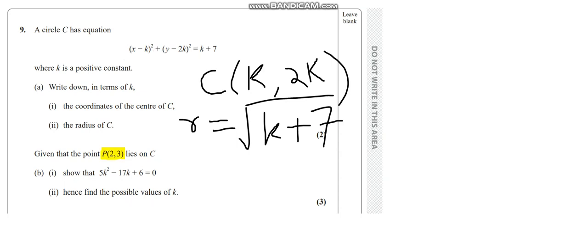To solve this question, you need to remember the terminology: when they say that given the point P, or whatever coordinates, lies on C, it means that these coordinates here, 2 and 3, will be plugged into x and y respectively. So 2 is going to be plugged into x, and y is going to be plugged in as 3.